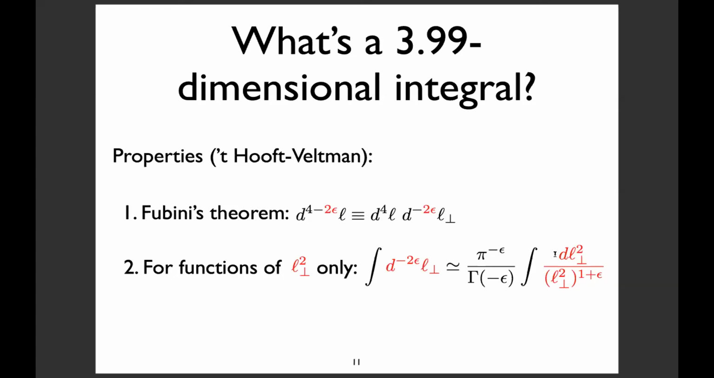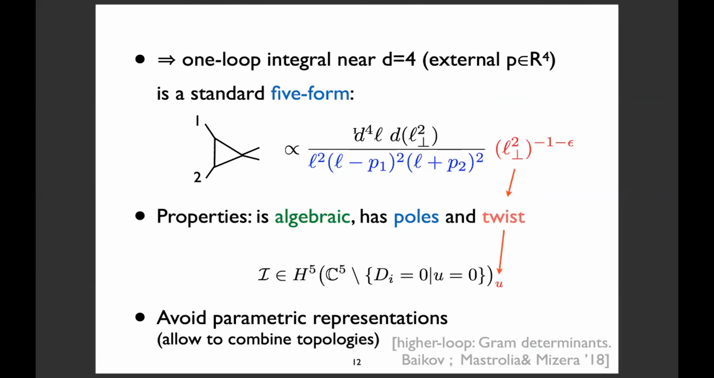So in terms of differential forms, that means that an integral in 4 minus 2 epsilon dimensions is really a 5-form. So we have our usual 4-dimensional integral times this extra d(l_perp squared). That makes it a 5-form. And it has three key properties. The first is that it's algebraic, because our propagators are algebraic, at least in flat space. The fact that it's algebraic means that we're going to complexify everything, and that's why we use cohomology with complex momenta.